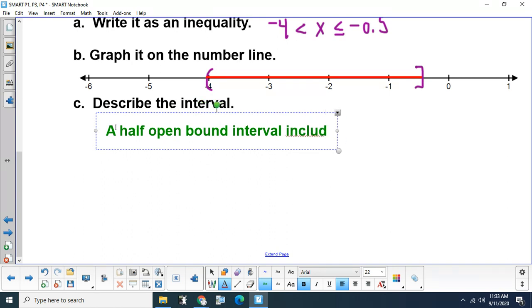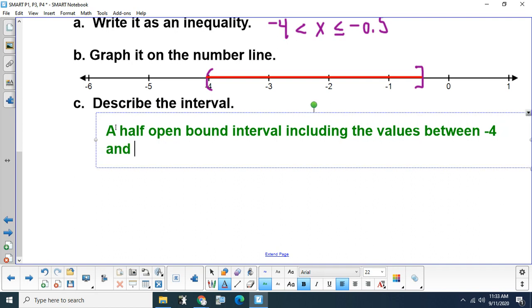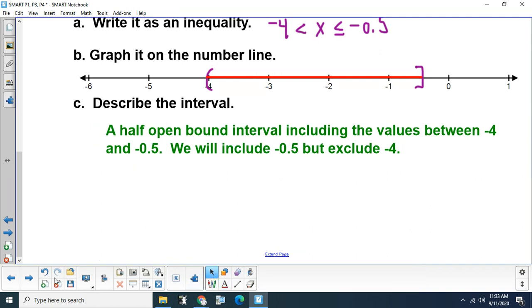including the values between -4 and -0.5. We will include -0.5, but exclude -4. Again, you might have a different way of wording it. I'm just giving you an example of a way to describe the interval that you are working with.